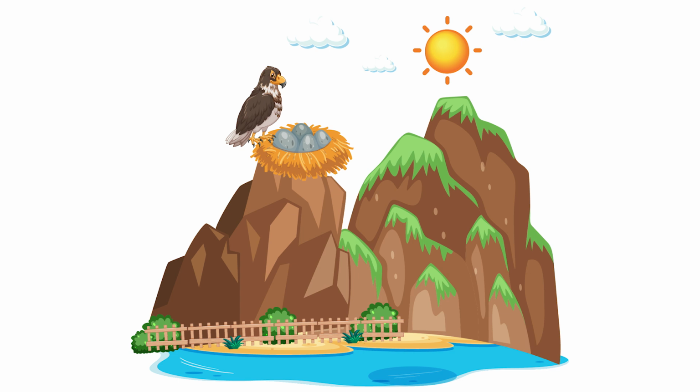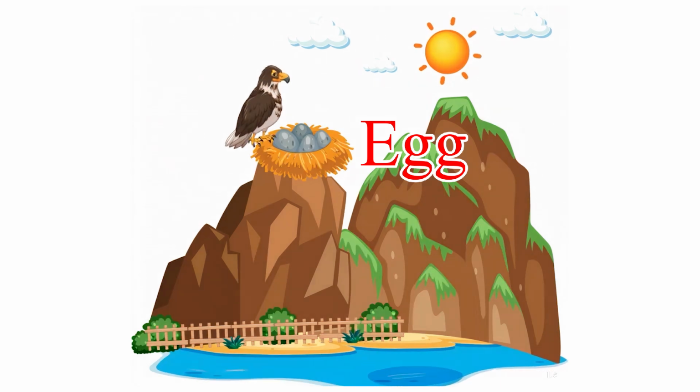In this picture, you can see the sun. We know that sun rises from east. There is an eagle sitting on a rock. In the nest, there are some eggs.